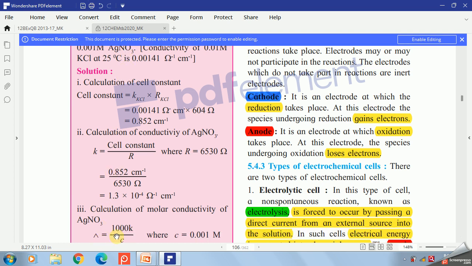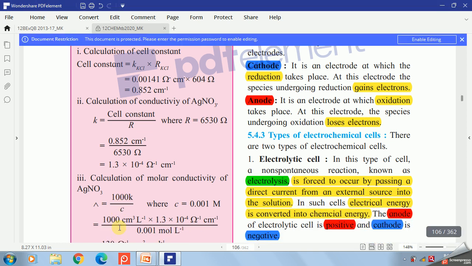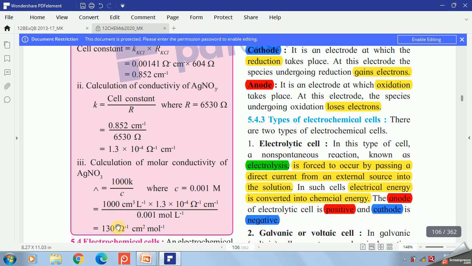Now you have to calculate the molar conductivity of AgNO3. So molar conductivity is equal to 1000 K divided by C. So K is calculated: 1000 into 1.3 into 10 raised to minus 4 ohm inverse centimeter inverse divided by concentration 0.001 mole per liter. So the answer is 130 centimeter square ohm inverse mole inverse.